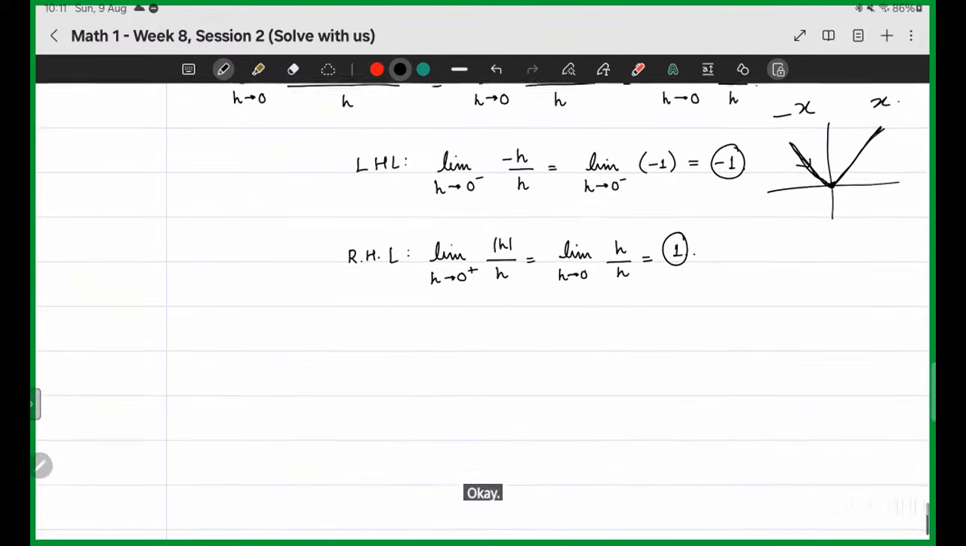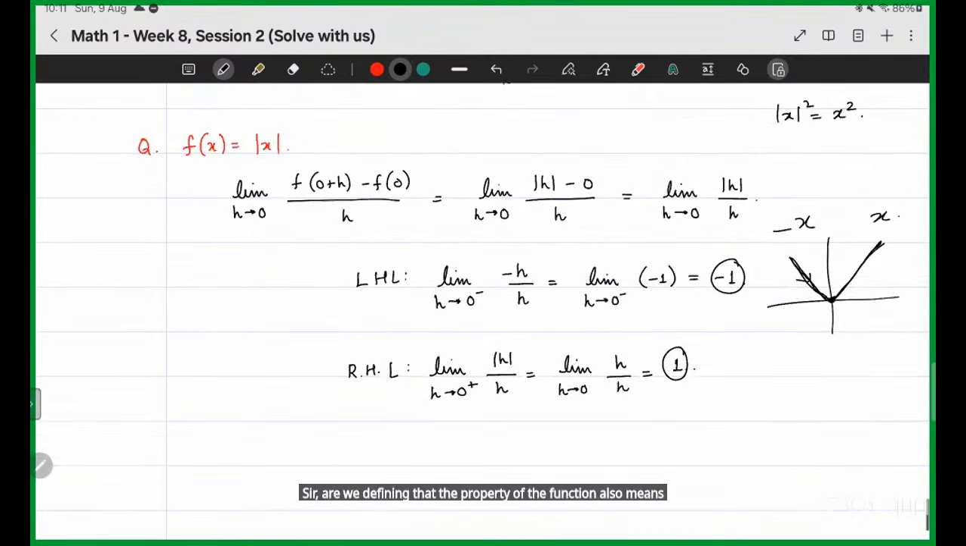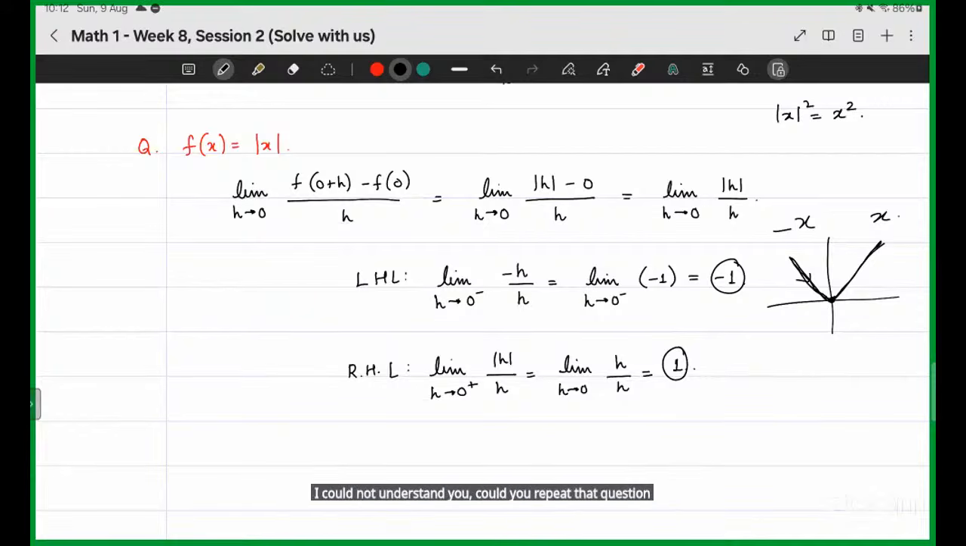Sir, defining the property of the function also means how the rate is changed? I could not understand you. Could you repeat that question? That the property of the function determines the rate of change of that function. Well, the rate of change of a function is a property of the function. Like if we multiply x, that bounds the mod x, and we can determine the rate of change, but in here the derivative acts like a signum function.